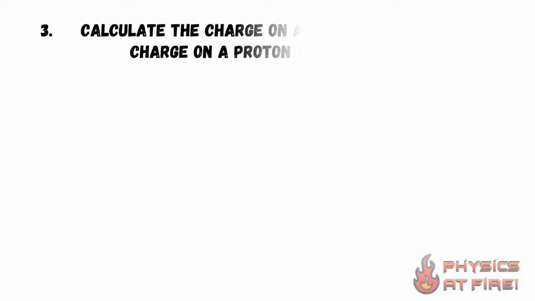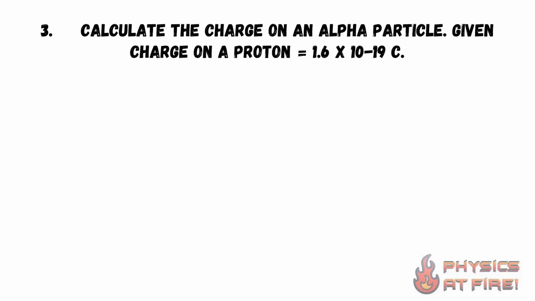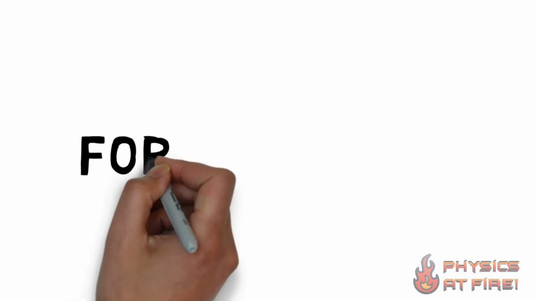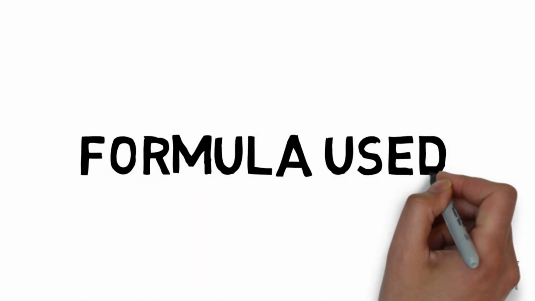Let's move to question 3. Calculate the charge on an alpha particle. Given charge on a proton is equal to plus 1.6 into 10 raised to power minus 19 coulomb. We know that an alpha particle contains 2 protons and 2 neutrons. Therefore, Q is equal to plus 2e, so it will be equal to 3.2 into 10 raised to power minus 19 coulomb.